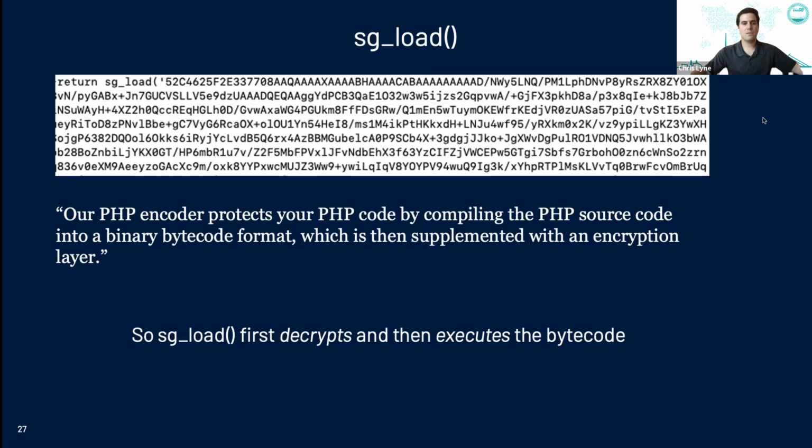I'll take a quote off of the SourceGuardian website. They describe their product. They say, our PHP encoder protects your PHP code by compiling the PHP source code into a binary bytecode format, which is then supplemented with an encryption layer. So they compile the PHP code and then encrypt it. Now, this sgload function has to first decrypt, then execute the bytecode. So this argument here, this is the encrypted bytecode. So that's what we're after.